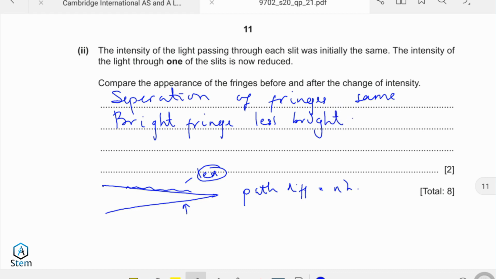And let's look at the dark fringes. At the dark fringes, we have, let's say this is the first wave. The intensity is still the same. Remember, the intensity corresponds to the amplitude. Then this is the other wave. The intensity is now reduced. This second wave was supposed to cancel this wave completely. That is a complete destruction of the waves during destructive interference. But now that its amplitude is no longer the same magnitude as the first wave, it is going to fail to cancel it out completely. So the dark fringes are not going to be as dark as they were supposed to be. The dark fringes will be a little brighter.